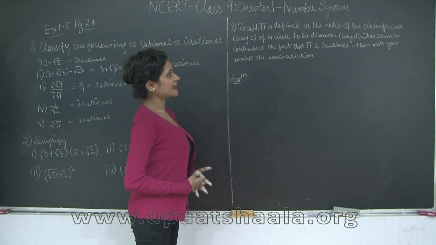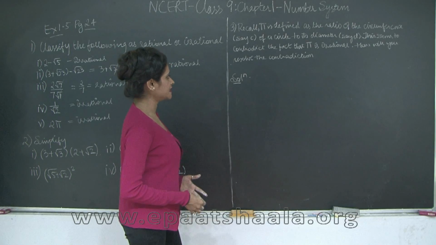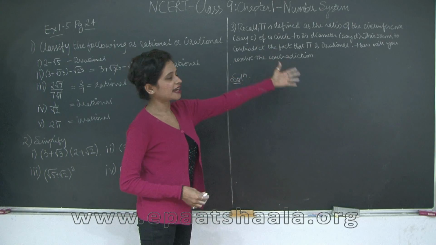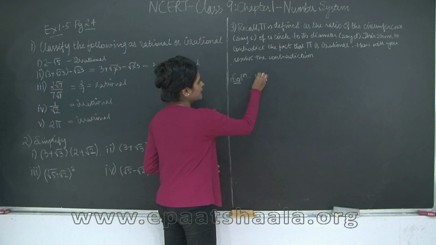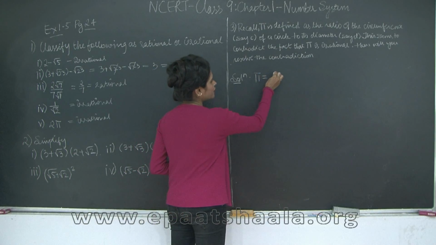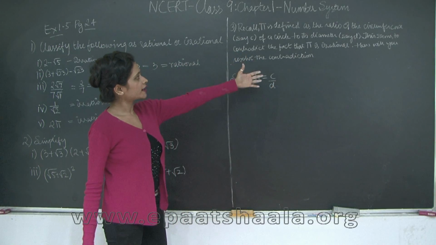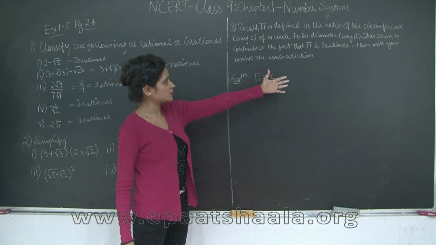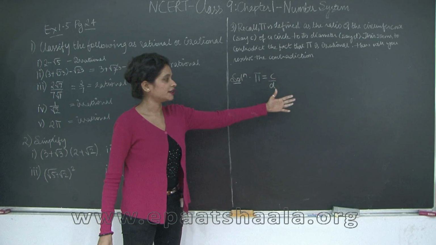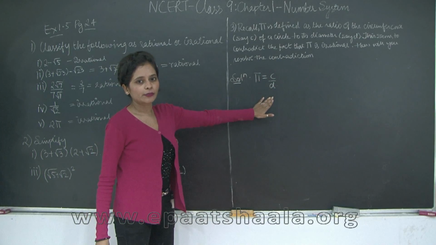Recall pi is defined as the ratio of circumference, say C, of a circle to the diameter, say D. So pi is represented as a ratio of the circumference to the diameter. This seems to contradict the fact that pi is irrational. How will you resolve the contradiction? Now pi is equal to C upon D.